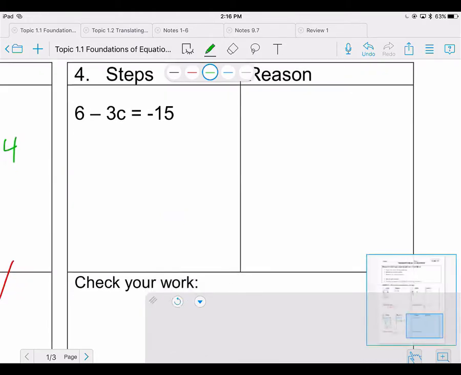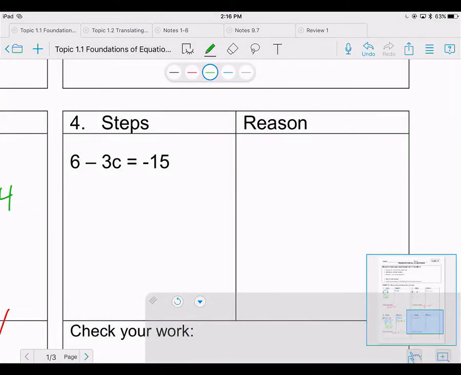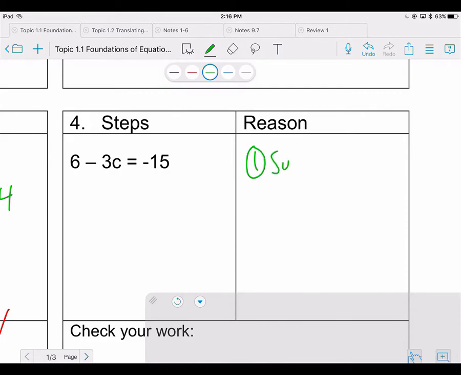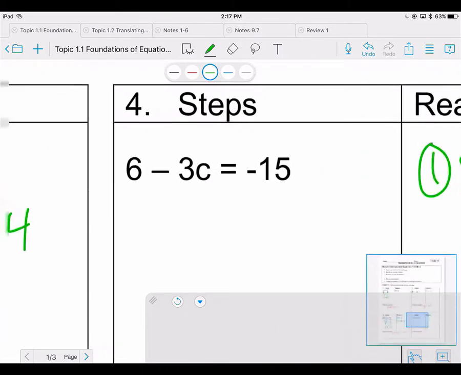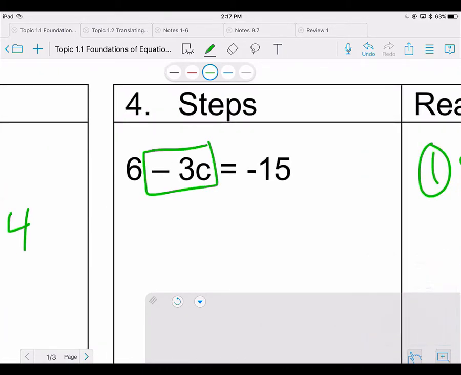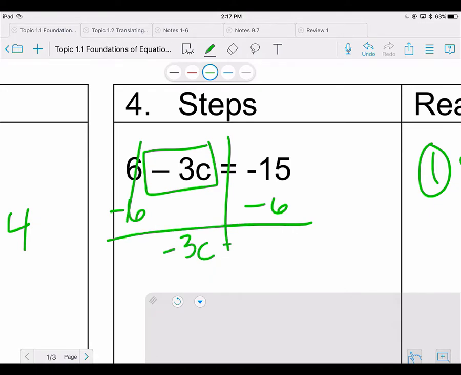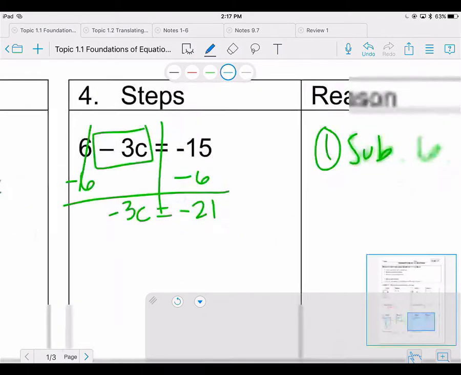Problem 4, our first step, we are going to subtract 6 because 6 is positive. 6 is on the same side as c, but not directly attached through multiplication or division. So I box my variable and I do the opposite of whatever's outside. So in this case, we have 6 on the outside, so I subtract 6 because on the left side it will cancel. Whatever I do to one side, I have to do to the other, and so on the right side, -15 minus 6 is a -21.